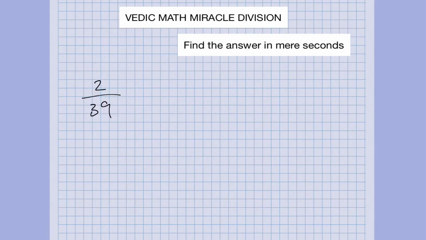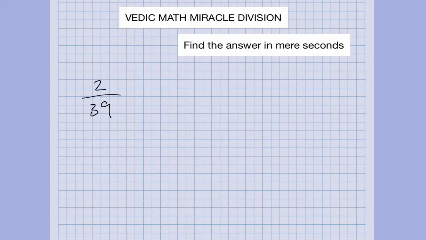Okay, this is our Vedic Math Miracle Division, how to find the answer in mere seconds. Here's our problem, 2 divided by 39. This miracle division trick works when you have a small numerator and a denominator that has a 9 at the end. This 9 on the end is when this trick works.